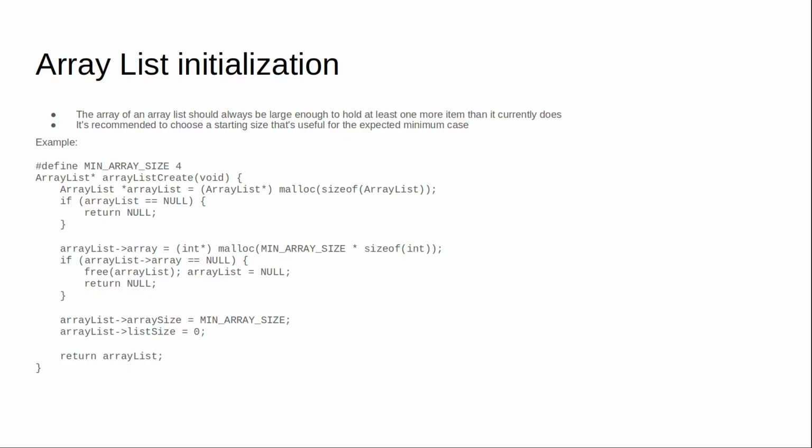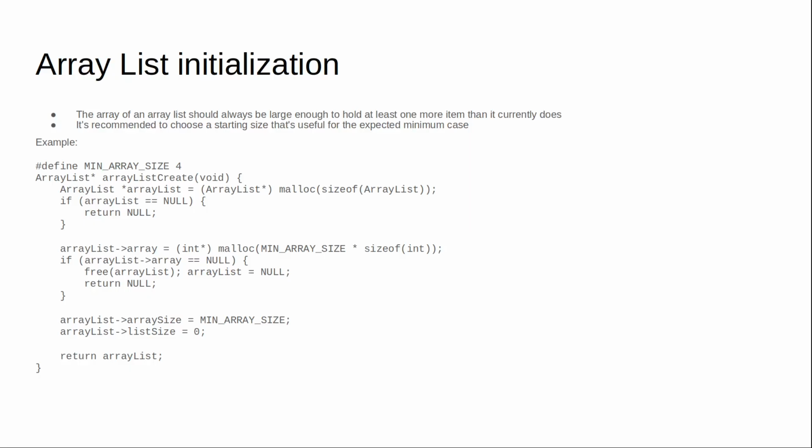Again, let's check our pointer to make sure that it is not null. In addition to checking that the array list container is not null, we need to consider if the array list array is null. If it is, we've already allocated the space for the array list at this point, so we have to free that first and then return null to our user. The last 2 pieces of information are the size of the array and the size of the list. The array size is going to be min array size starting out, because that's what we've allocated it to be, and the list size is going to be 0 because there's nothing in it.